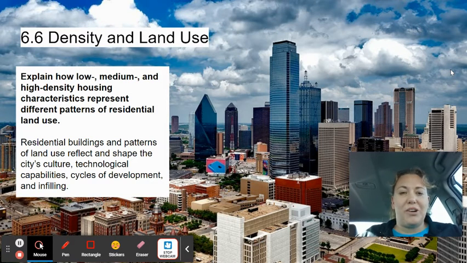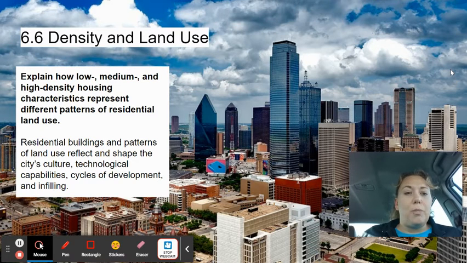So here we go. This is part two, unit six. Gonna make this as short and sweet as possible. So you will need to pause and go through and catch notes that I don't maybe necessarily say that you see on the screen. All right, standard 6.6 density and land use.